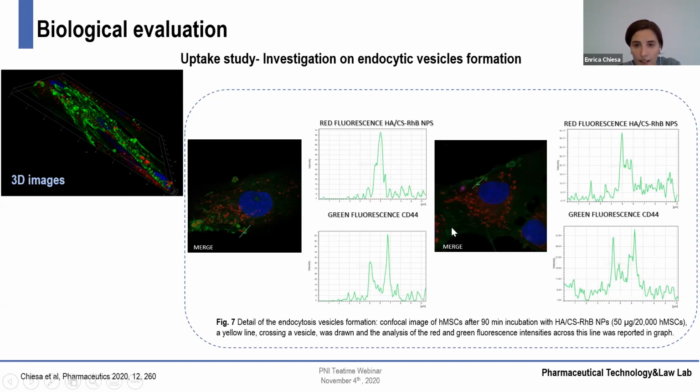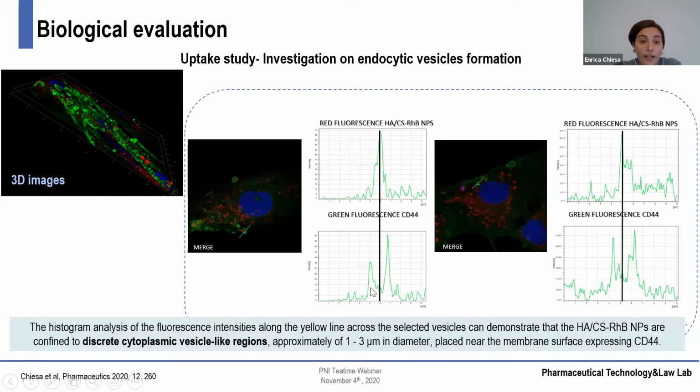endocytic vesicles, and then the red fluorescence and green fluorescence intensity along the yellow line across the selected vesicles were determined. And as you can see here, the peak of the red fluorescence of the nanoparticle is in the middle of the peaks of the green fluorescence of the cell membrane. So we can claim that our nanoparticles are located in a discrete cytoplasmic vesicle-like region of approximately 1 to 3 micrometers in diameter near the cellular membrane.